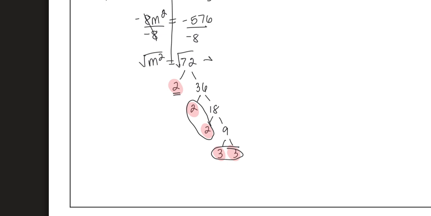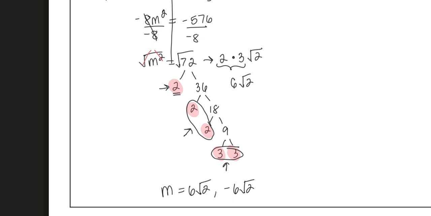So 72 would break down into 2 from the pair of 2s times 3 from the pair of 3s, root 2 from the 1, 2 left over by itself. And then we can multiply 2 times 3 together. That gives us 6. So over here, the square root cancels with the square for our variable. So we would say m equals 6 root 2 and the negative of that as well. So those would be our two answers for this question.